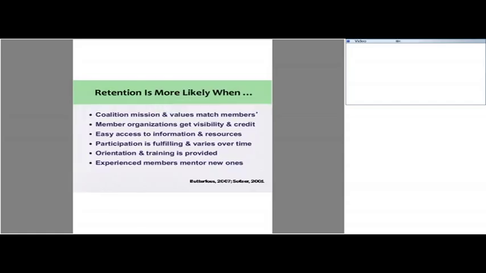So once we're doing all those things, we know that retention is going to be more likely. We know that mission and values matter because we've talked to folks. We know that the organizations that people are members of are getting the credit they need, that there's easy access to information, that people feel fulfilled, and an expectation that they don't have to be super active volunteers all the time, that we need to allow them a little flexibility in how they contribute. We need to provide orientation training, not only at the beginning when we're forming a coalition, because I think we do a good job of that, but to continue to provide experiences and opportunities for continued learning, creating a learning community.